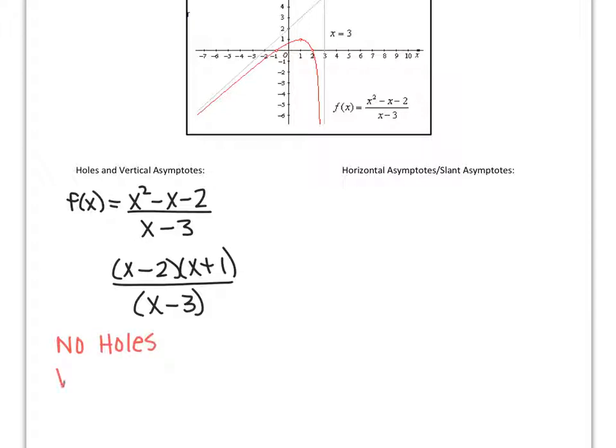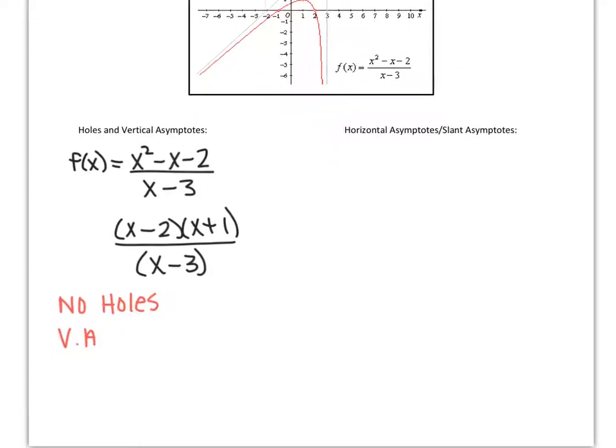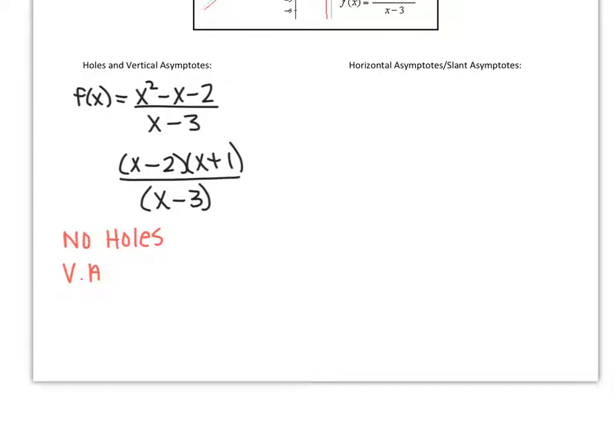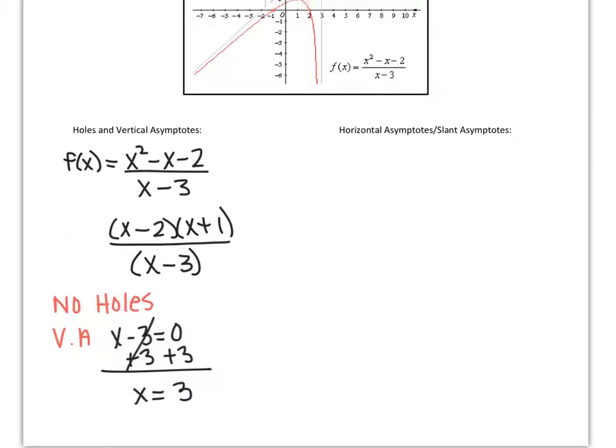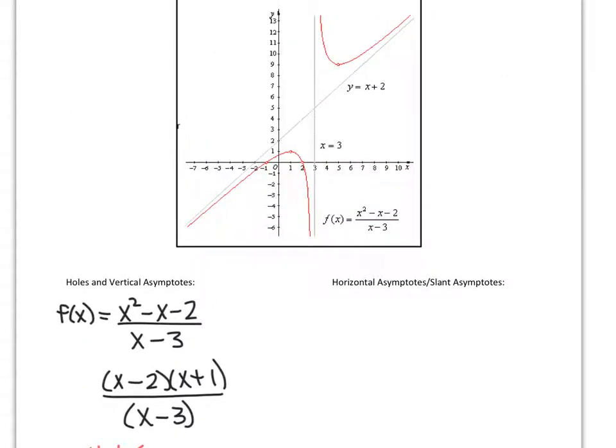So to find the vertical asymptote, we're going to set the denominator equal to 0 and solve. So the vertical asymptote is the line x equals 3. And we can actually take a look at that. And you see here in this picture, the vertical asymptote is this line x equals 3.